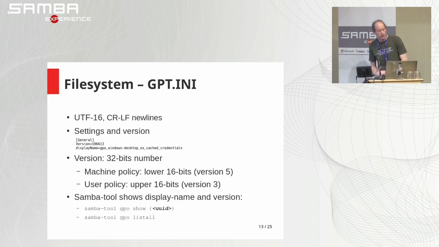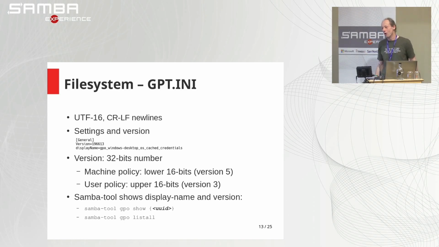Okay, finally, on the file system side, we have the GPT.INI, which came with the first incarnation, so it is UTF-16 and CRLF line endings. It doesn't contain very much, but it contains the display name. So under that name, you'll see it in GPMC. And it contains a version number, which is a 32-bit number. It's split into two 16-bit numbers, which have the version for the machine policy, and the other 16 bits have the version for the user policy.